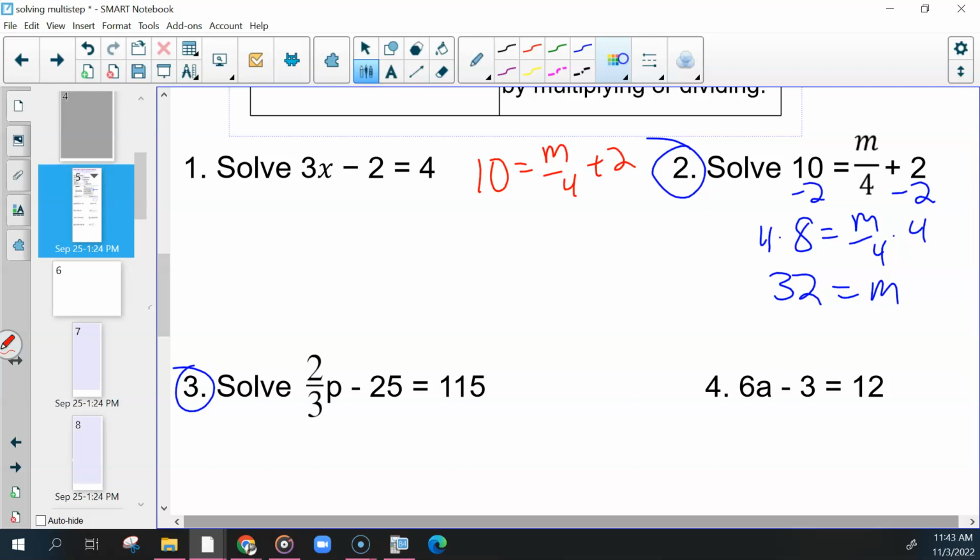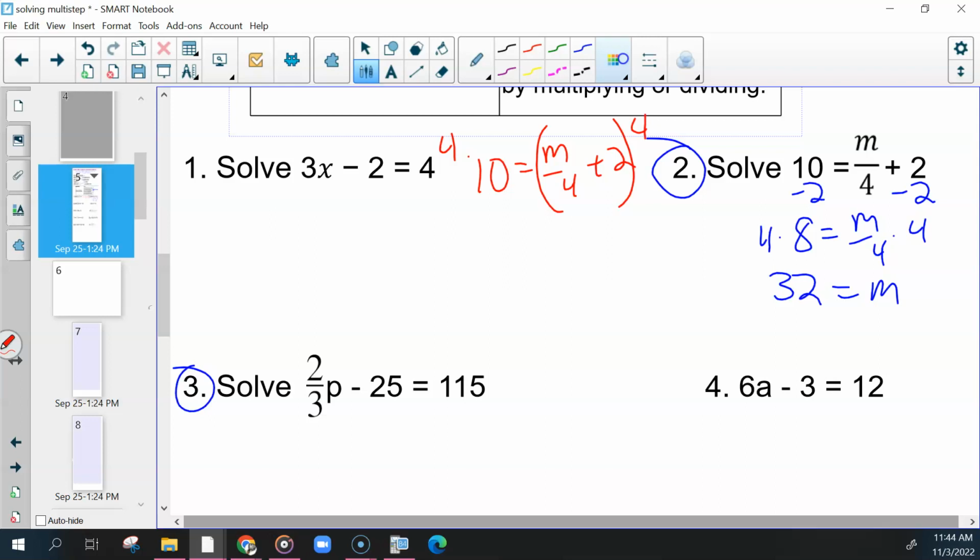Some of us see fractions and our brain goes haywire, and we want to avoid the fractions or get rid of them. So this would be us getting rid of it. Because this has a denominator of 4, I can multiply this entire side by 4. But what I do to one side, I have to do to the other. So I'm not breaking any math rules or laws.